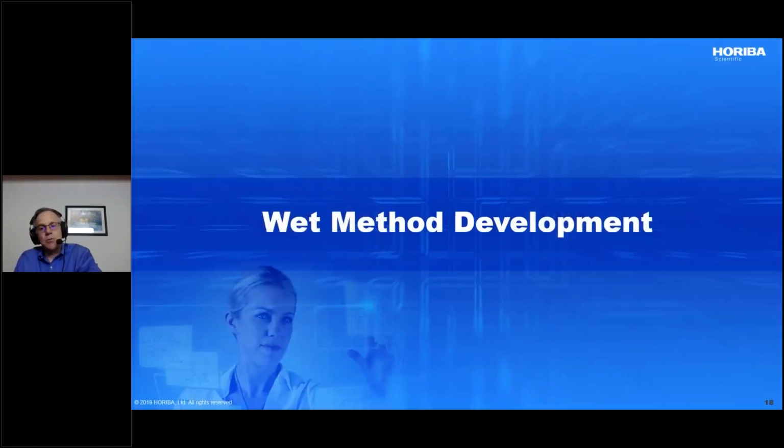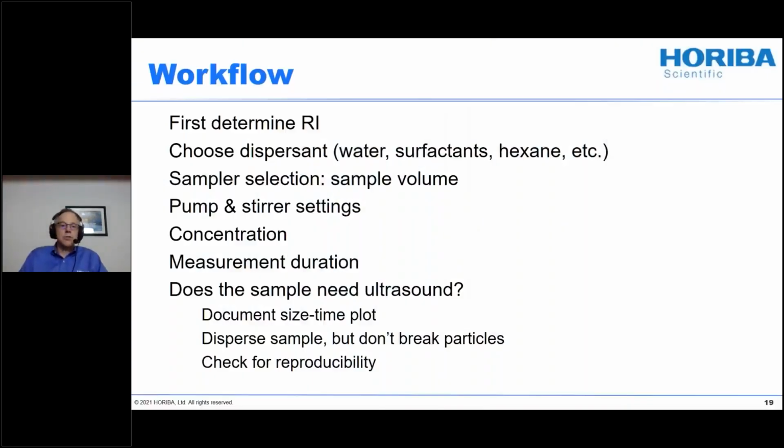Going into wet method development, and later in the talk I will talk about dry. First, you need to determine the refractive index, or choose a refractive index for your particles. You'll need to choose a dispersant, decide something about sample volume, set up your pump and stir, add particles to the right concentration, which you need to pick, decide how long to measure, and decide if you want to add any ultrasound to break up agglomerates.